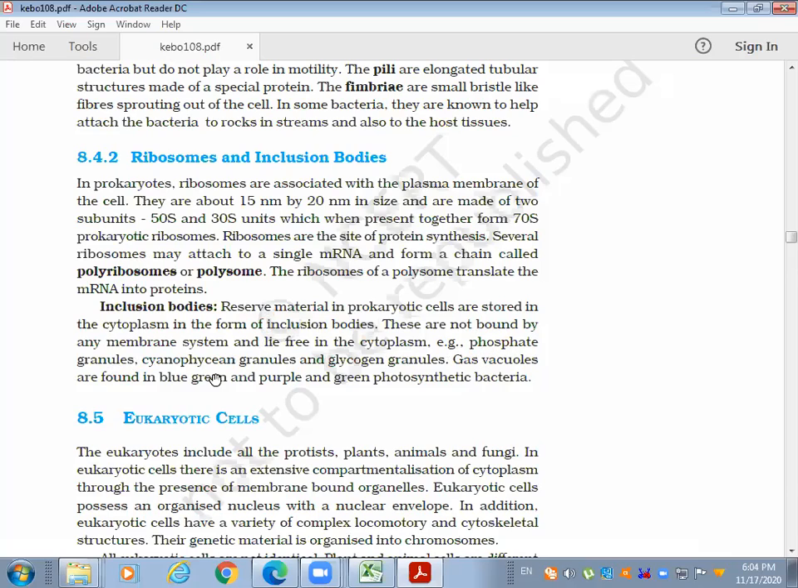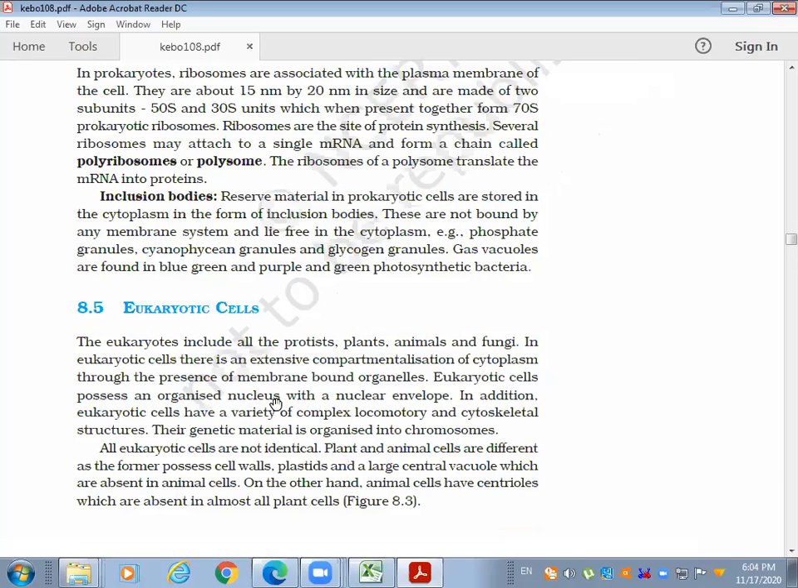For example, phosphate granules, cyanophycean granules and glycogen granules. Likewise, gas vacuoles are found in blue-green and purple and green photosynthetic bacteria.